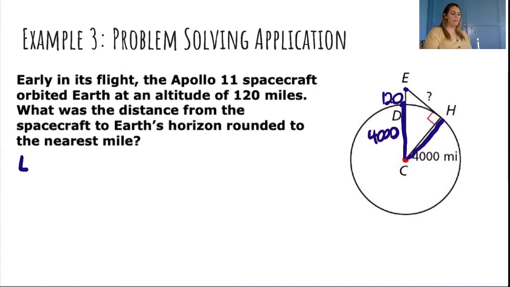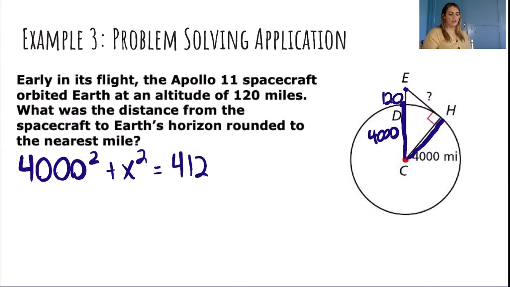So I have one of my sides is 4,000. I don't know what the other side is, so I'm just going to call it x, equals, I'm going to add my 4,000 to my 120. And now I just have a Pythagorean theorem problem. Your a squared plus b squared equals c squared. I'm going to work with some big old numbers though.